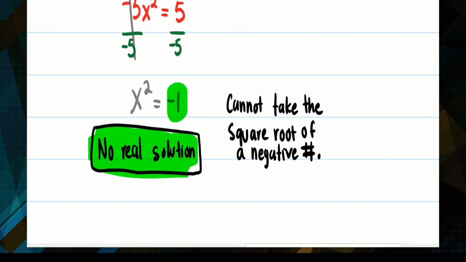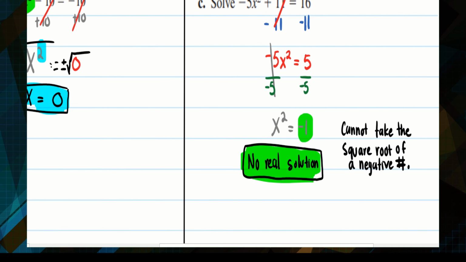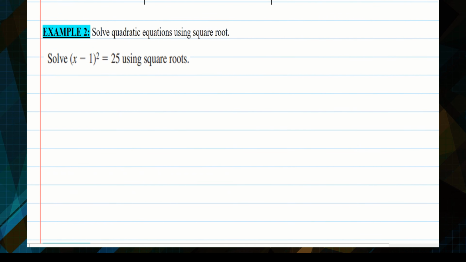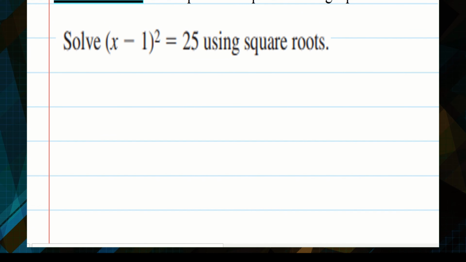So these 3 examples gave us 3 different variations of answers that we can have. We can have 2 answers like you saw in the first example, so we have 2 solutions there. We can have only 1 answer like you saw in the second example, or you can have no real answers like you saw there. So let's take a look at another form or another type of equation.